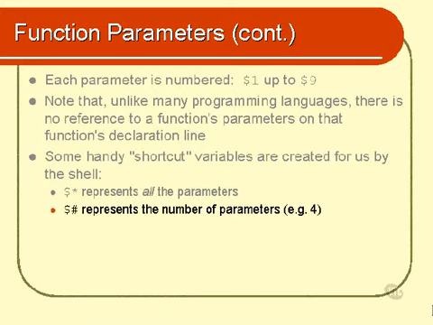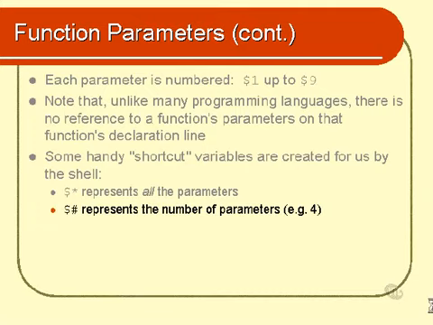The second shortcut that we have available is $# or $pound. And that represents the number of parameters. For example, you might get 4 parameters. So you can use that in an if statement to determine whether you've been passed the correct number of parameters. It's very simple. You'd use that with test, so you'd say if test $# is greater than 3, or whatever it's supposed to be, then you can print out an error message or do whatever you like.